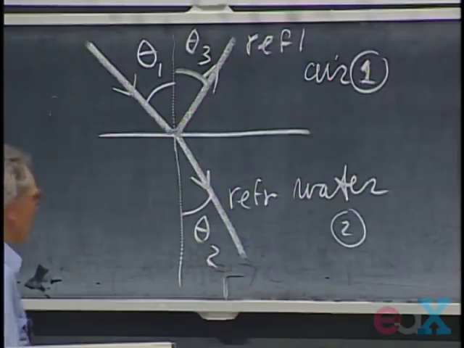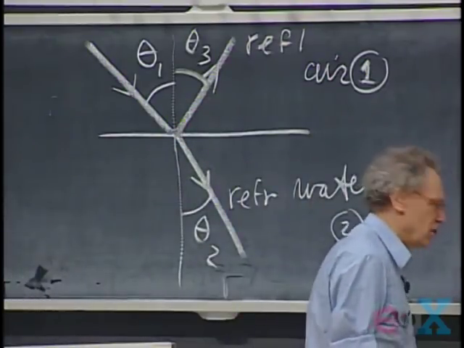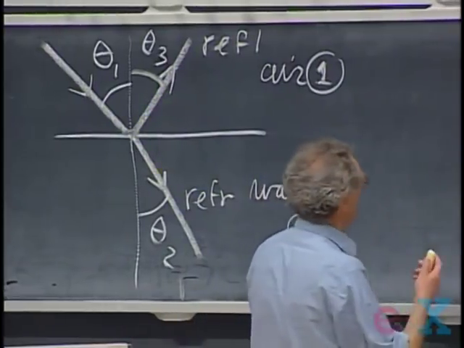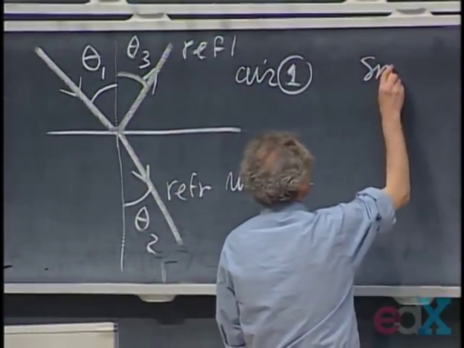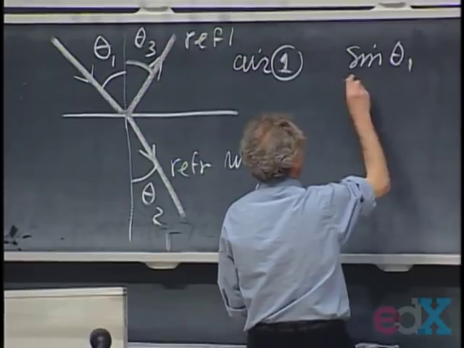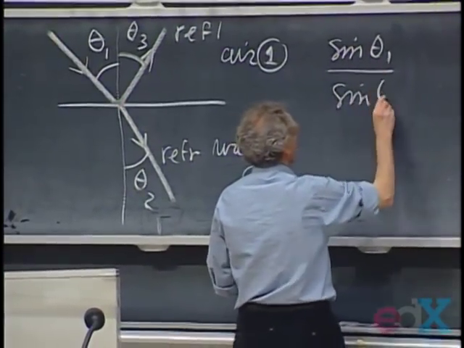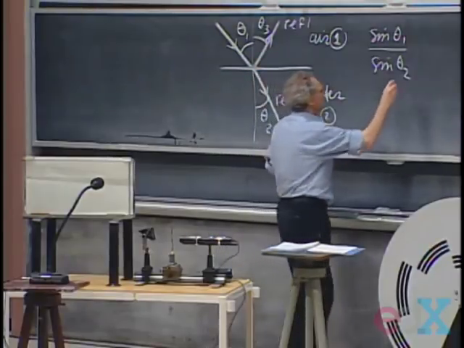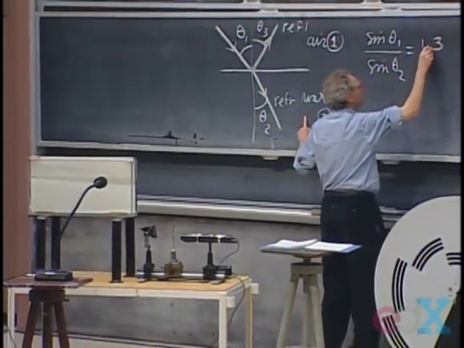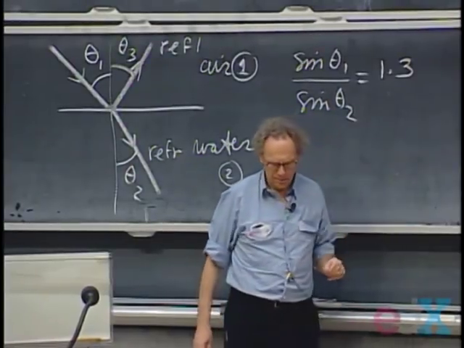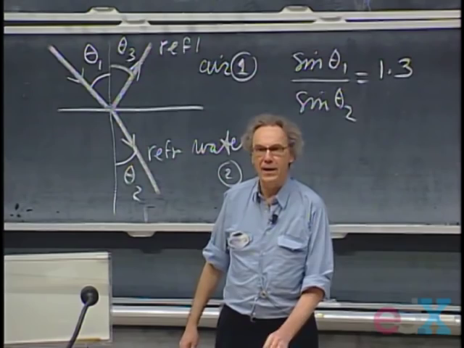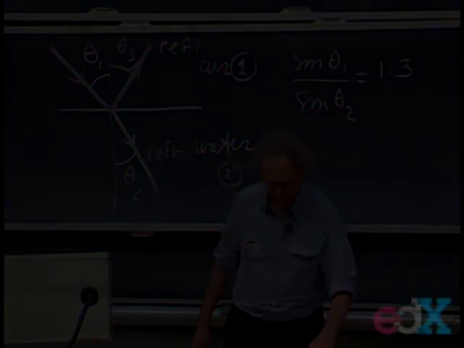And then the third one, which is the most surprising one, which is called after him, Snell's law, although his name was Snellius, is that the sine of theta one divided by the sine of theta two, if we go from air to water, is about 1.3. If you go from air to glass, it's a little higher, like 1.5 or so.